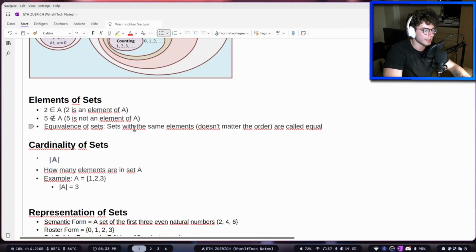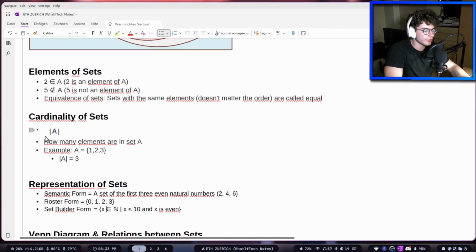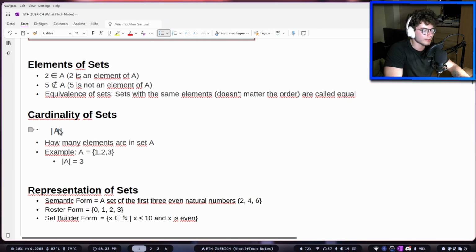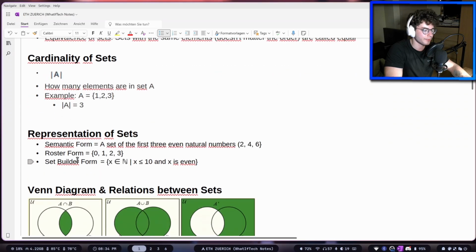Equivalents of sets, sets with the same elements, it doesn't matter the order, are called equal. So the set 1, 2 and 3 is equal to the set B 3, 2, 1. The cardinality of sets, the straight lines around the set definition. How many elements are in set A? Example, A has the elements 1, 2, 3, and the cardinality would be 3 because it has 3 elements.